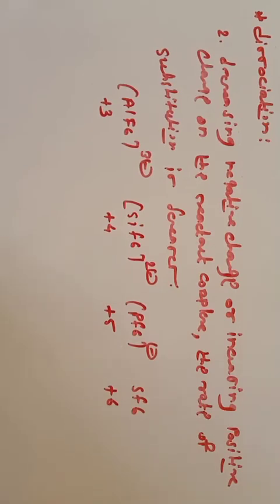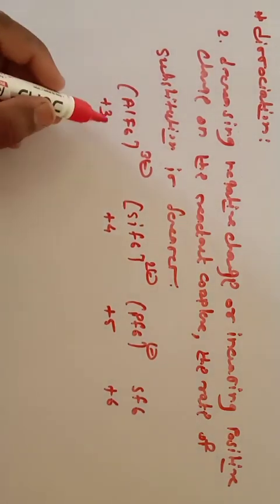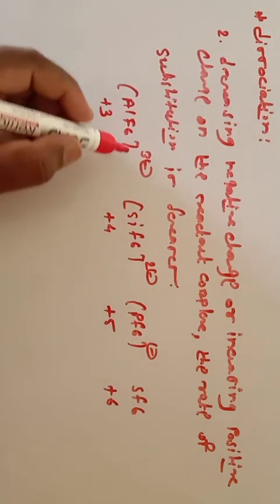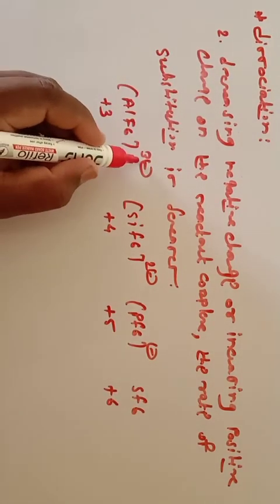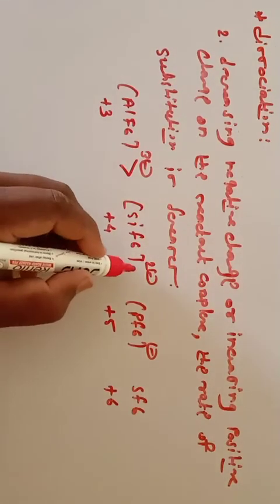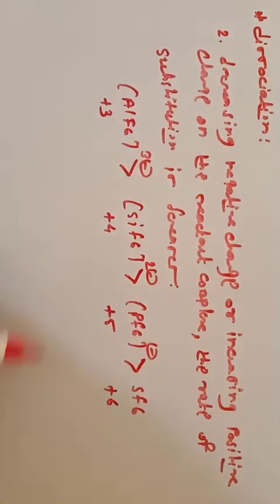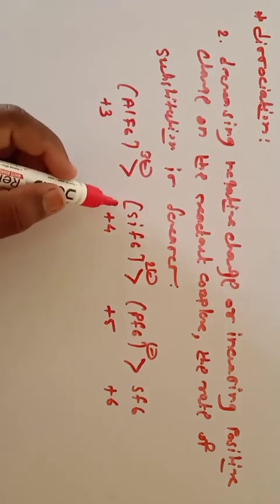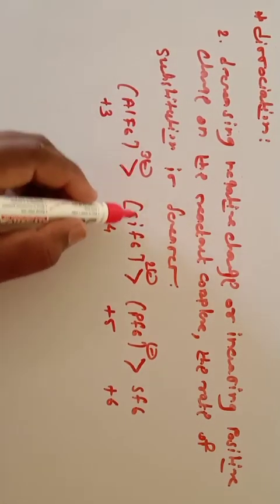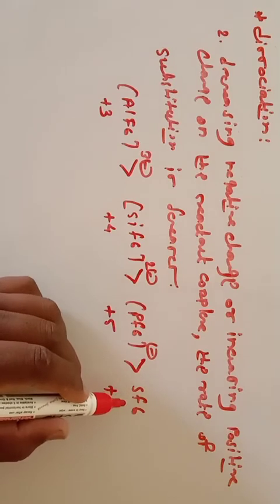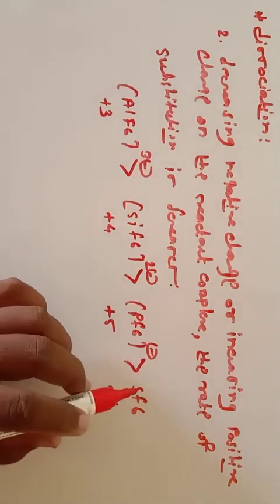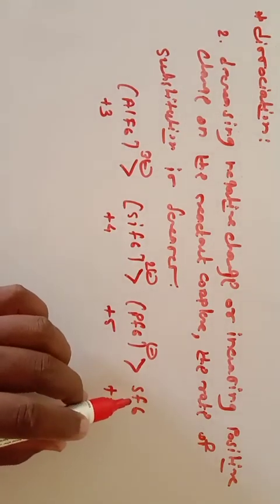So this is also important evidence. In this case, the first complex will have the maximum rate of ligand substitution, and the rate of substitution follows this order. Compared to SF6, the first complex has a higher rate of ligand substitution, because we know that as the negative charge decreases, the rate of ligand substitution decreases.